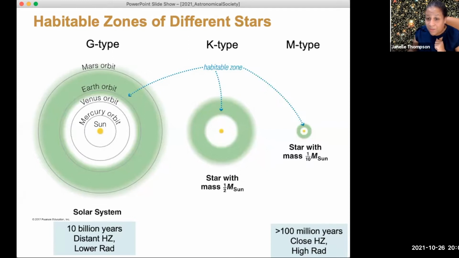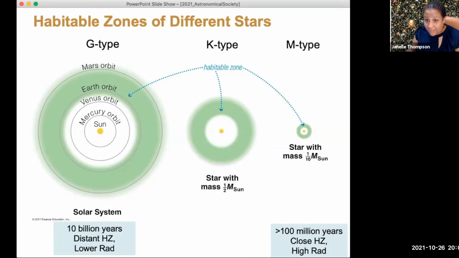So these stars are really interesting to think about in terms of the search for life because they last for so long. Oh, I have a typo on this slide, I'm very sorry. These stars do not last for hundreds of millions of years. They last for hundreds of billions of years. So that should be a B, over 100 billion years, these M-type stars. So that's a lot of time for life to emerge and to evolve.